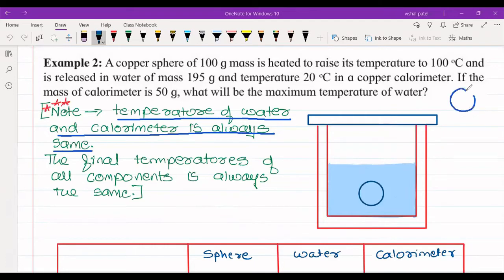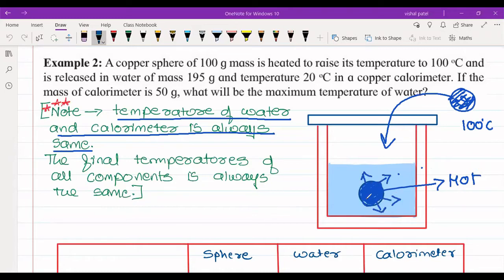Okay, yes, that is one thing. Now what I've done students, this was the sphere. I'm heating this sphere at 100 degree Celsius. Then I put this sphere inside. Okay, now what will happen students? This sphere is hot as compared to water and calorimeter. So what will happen? This sphere will give out heat. This heat is absorbed by water as well as calorimeter.